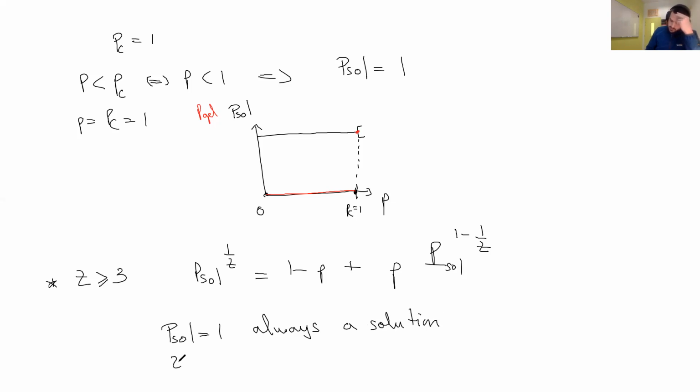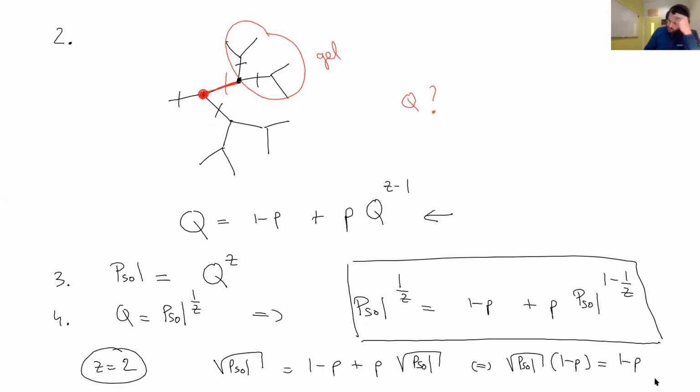But for z bigger than 3, there are other solutions, because you have a polynomial now, depending on the order of the polynomial. So you see, for instance, z equal 3 means that you have q to the power 2. So it's an order 2 polynomial, so you have 2 solutions.